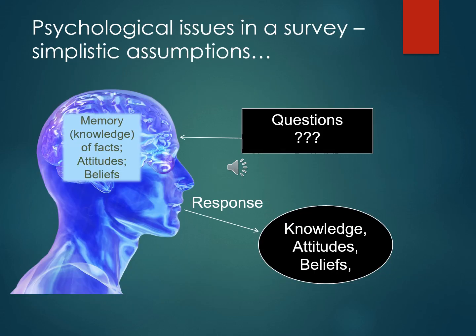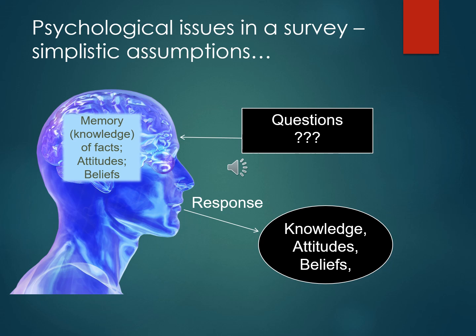So here is a common-sense-based assumption about how people respond to surveys. The question is asked, and people have a memory where they store knowledge about facts, or they have an attitude or belief. And then, in response to the question, people spit out a response which reflects their knowledge of facts or their belief about their own attitudes and beliefs. However, is this really true?